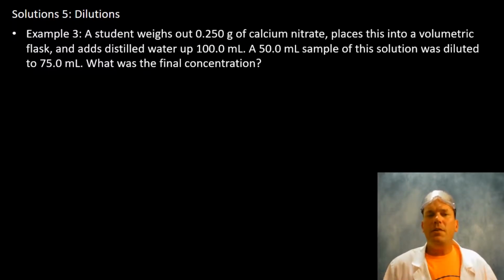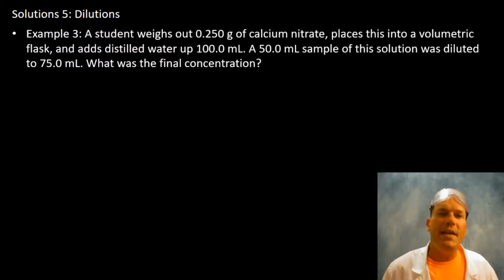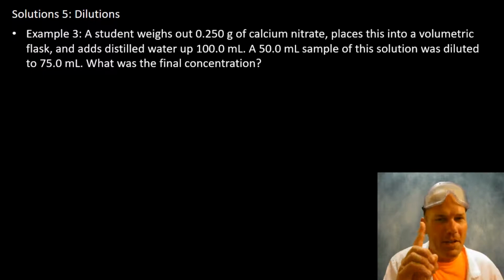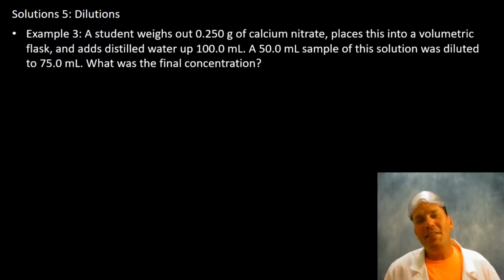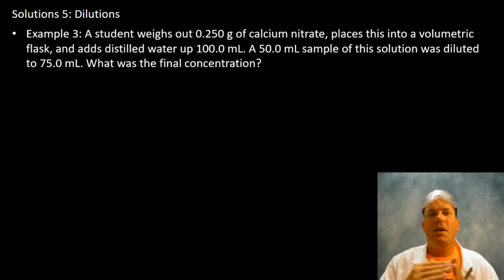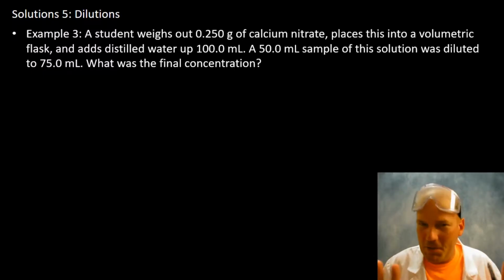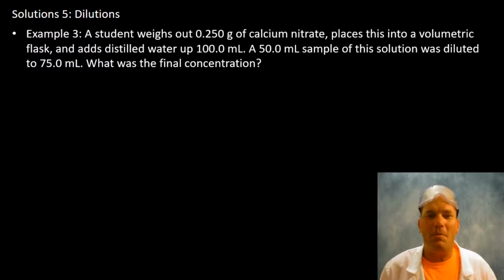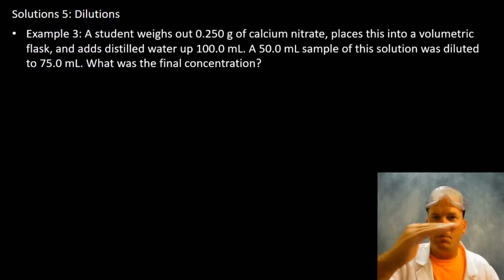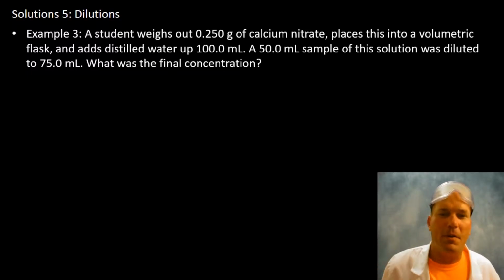Okay, so here, a little twist into this problem, and this is what many students will do for me in the classroom if I need help. Here, this student weighs out 0.25 grams of calcium nitrate, puts it into a volumetric flask very carefully, and adds distilled water up to 100, after making sure it was dissolved and everything like we've talked about. Final volume, 100 mils, right up to that line on the volumetric flask.